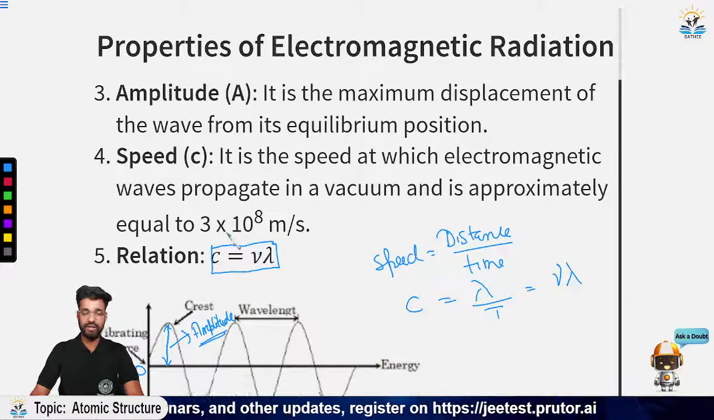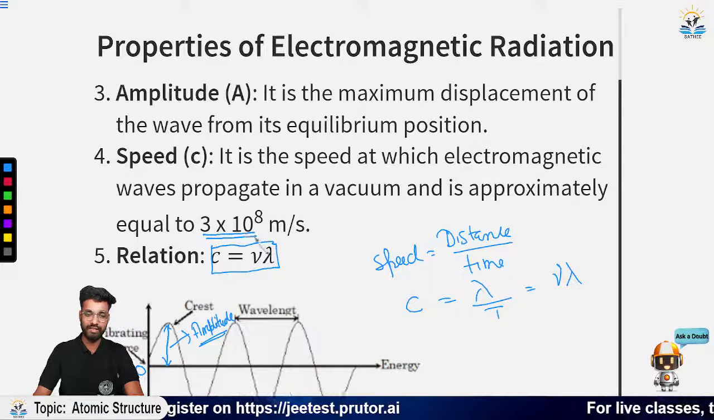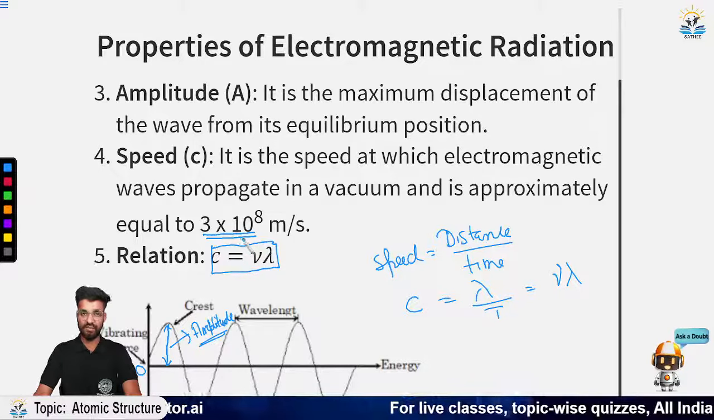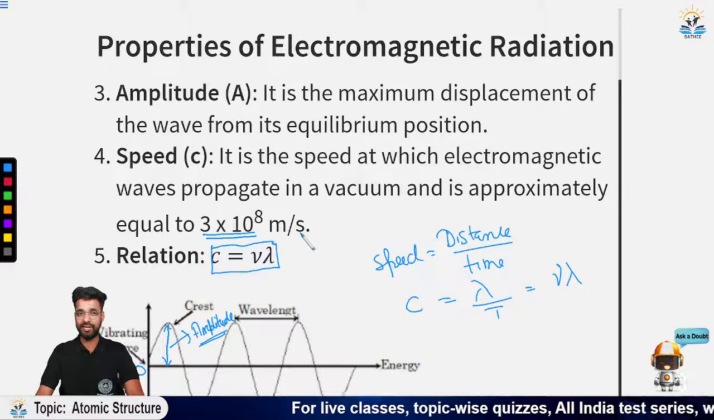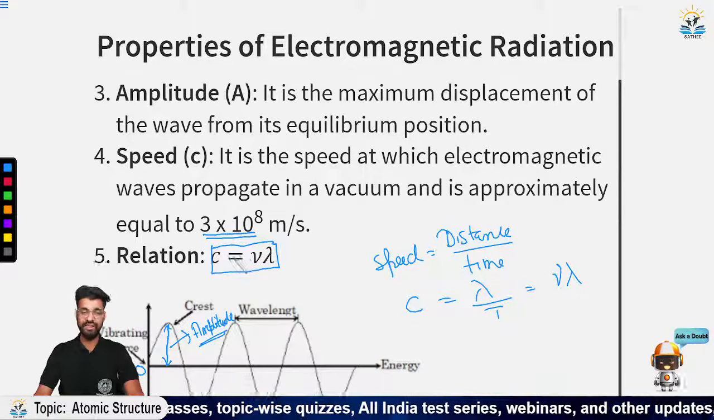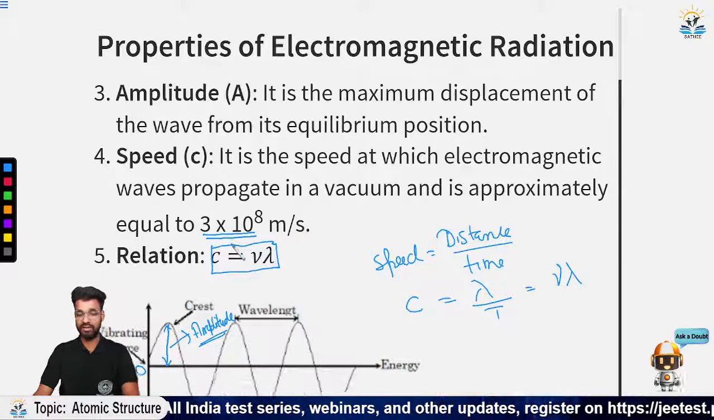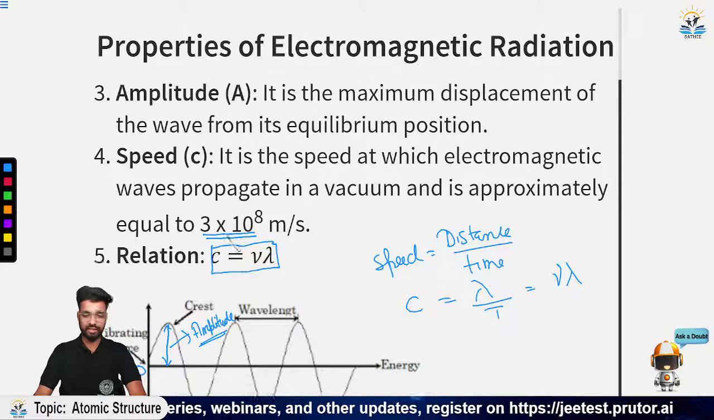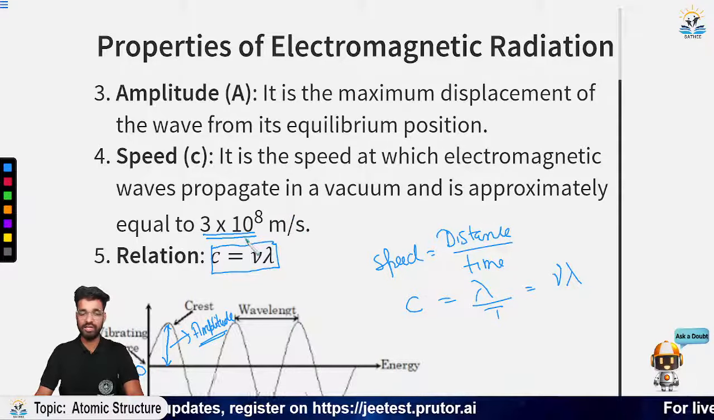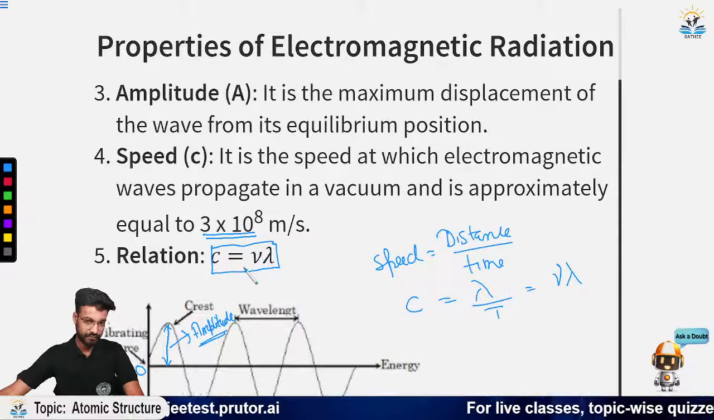The value of c is 3 into 10 to the power 8 for all electromagnetic radiation, and it is constant, it cannot change from place to place. So you take any electromagnetic radiation, it will travel with the same speed, whether it is X-ray, gamma ray or any other ray. You will come to know what these rays are in the later slides. These are the various aspects of electromagnetic radiation. Each of them travels with a speed of 3 into 10 to the power 8 meters per second.